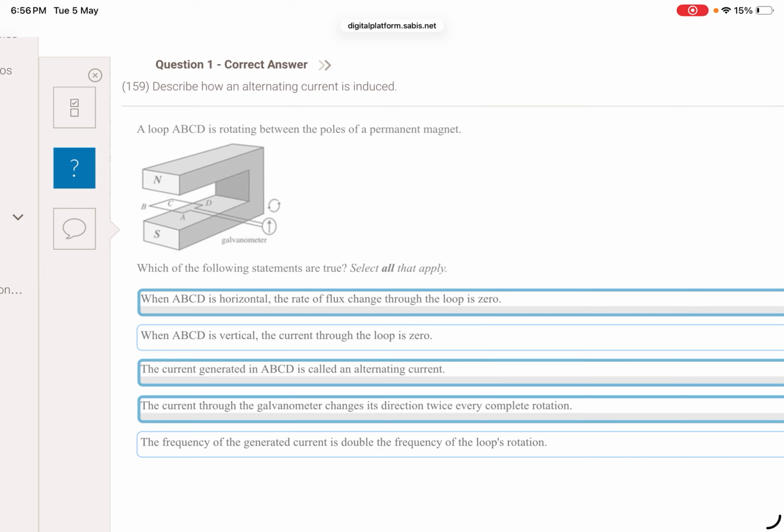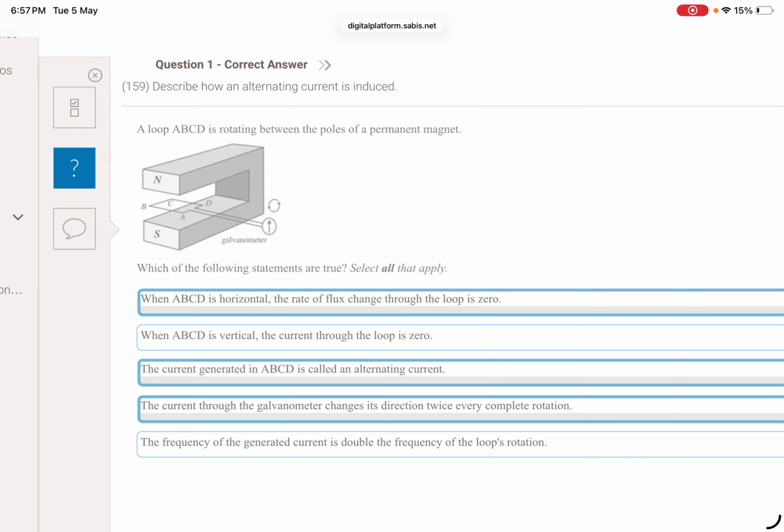And for the next option, the current through the galvanometer changes its direction twice every complete rotation. It's true. Why? Because in one full rotation, the loop passes the vertical position twice, and each time the direction of the induced EMF reverses. So the current changes direction 2 times per rotation.